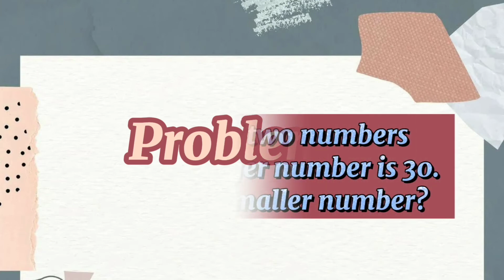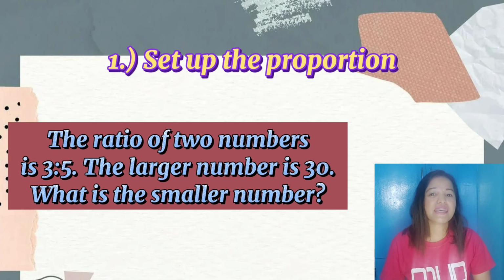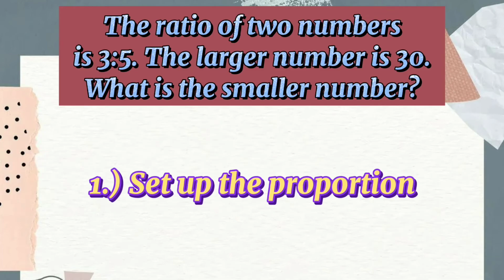Problem 2. The ratio of two numbers is 3:5. The larger number is 30. What is the smaller number? Let's solve this problem following our steps. First is set up the proportion. To set up our proportion, alamin muna natin kung ano yung dalawang quantity sa ating problem.